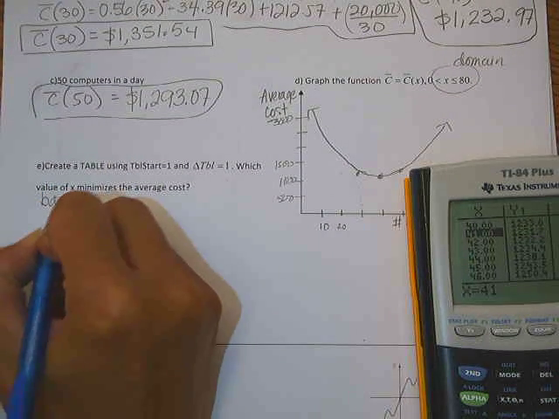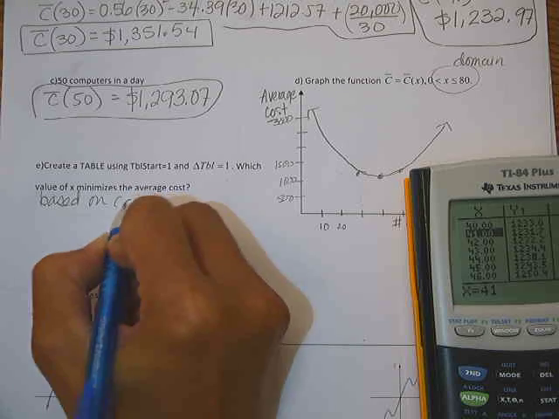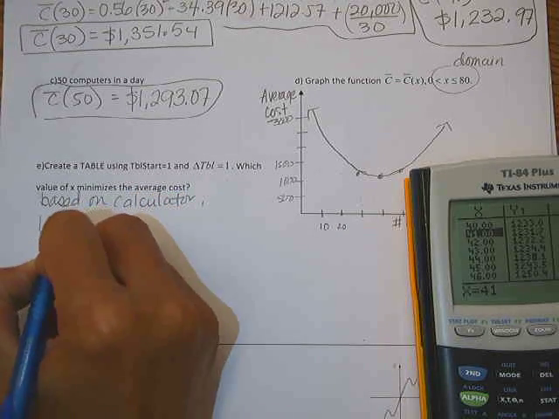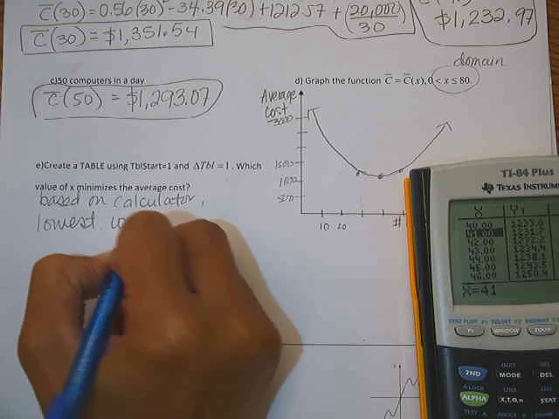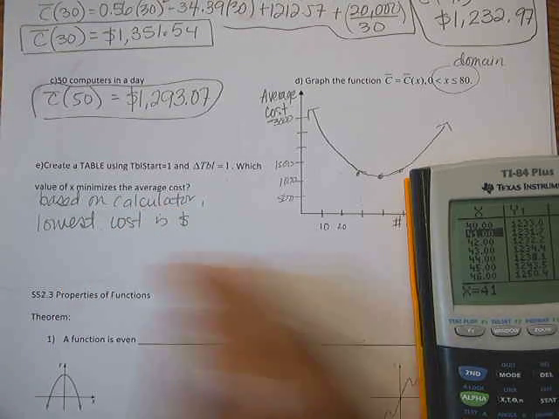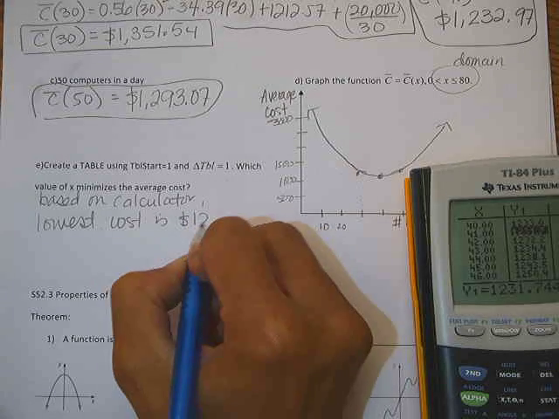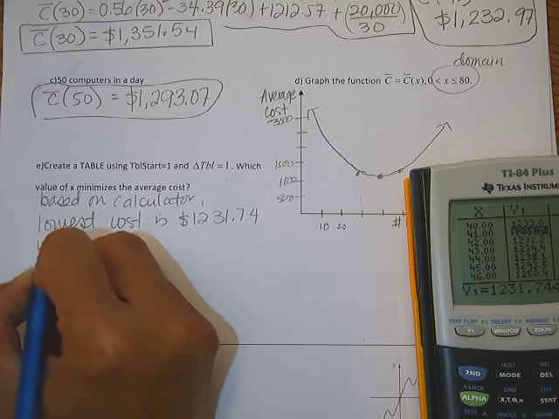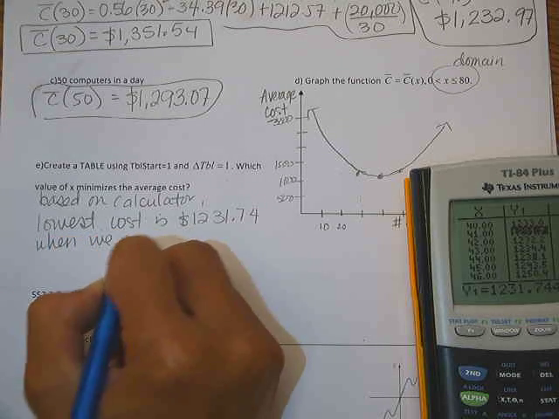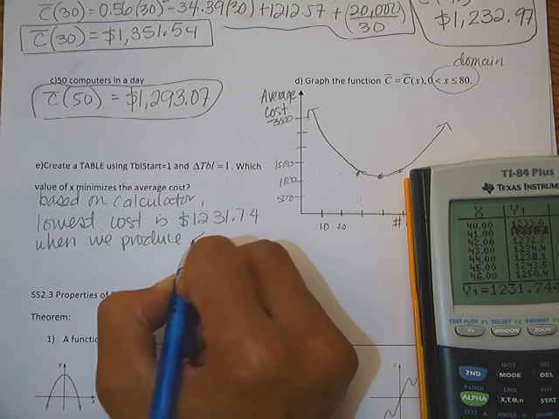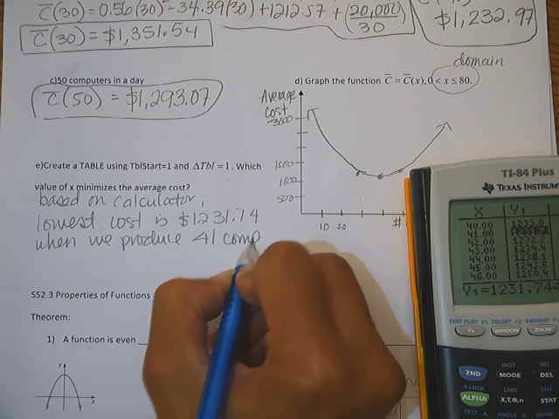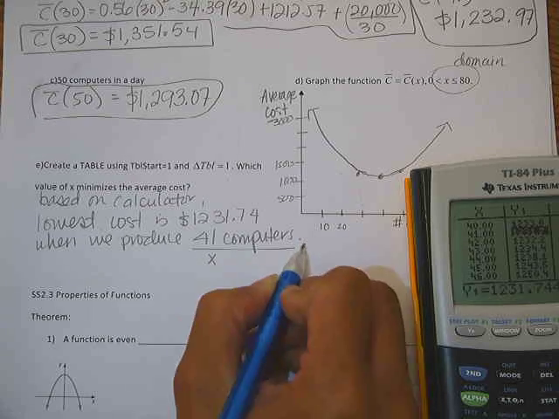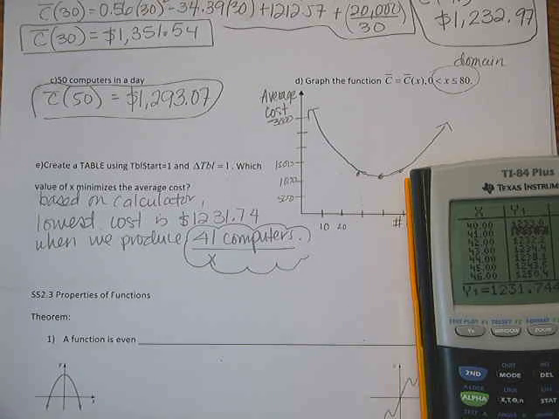And based on the calculator, the lowest cost is, let's write the dollar amount, $1,231.74 when we produce 41 computers. Okay, so this is your X right here, because that's what it wants.